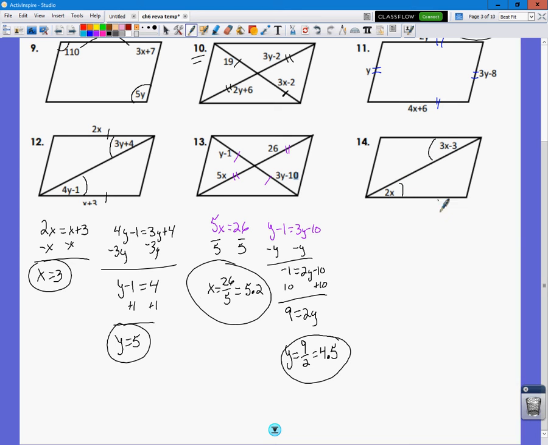Number 14 is nearly the same as number 12. It's just missing one part. But I do know that alternate interior angles would have to be equal. So 2x would be equal to 3x minus 3. Subtracting 3x from both sides, negative x would be equal to a negative 3, which means x is going to be a positive 3.